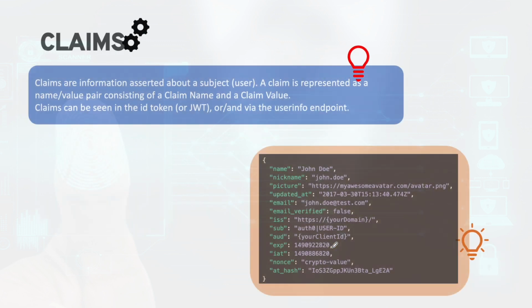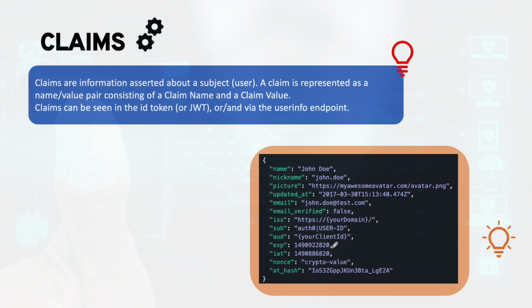The second thing we see is claims. Claims are information asserted about a subject, and the subject is the user. A claim is basically a key-value pair, giving you the claim name and the claim value. These claims you can see in JWT tokens, like name, nickname, picture, issued, issuer. All these things are basically your claims.